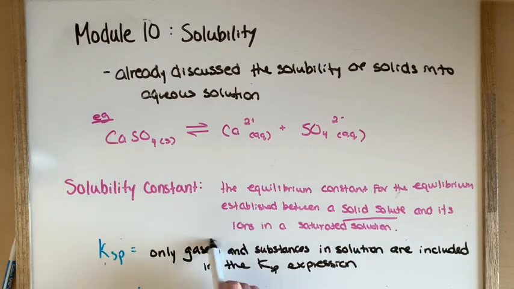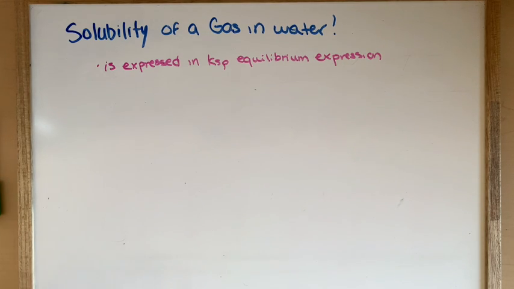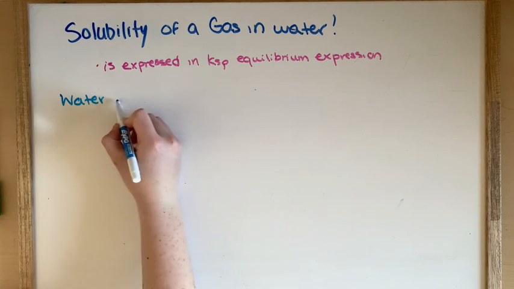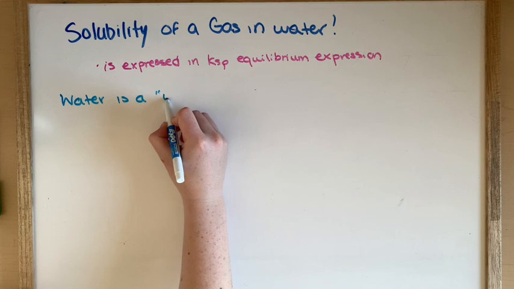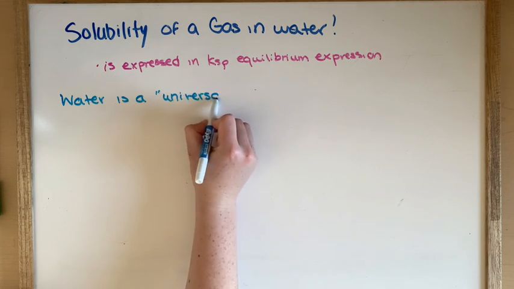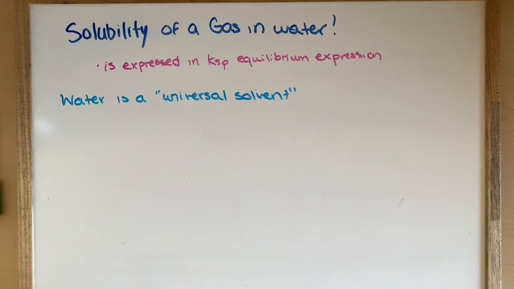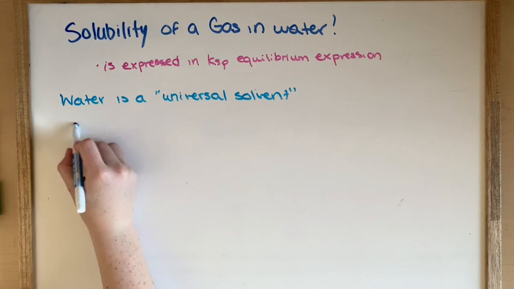We will now look at expressing just the solubility of gas in water with the use of Henry's law. As previously mentioned, gases are expressed in the equilibrium expression, although we will be focusing on Henry's law in this situation. So water can be considered a universal solvent, and this is because it can dissolve both ionic and polar solutes, and it can also dissolve some non-polar solutes, but this depends on the amount. It has to be very small.